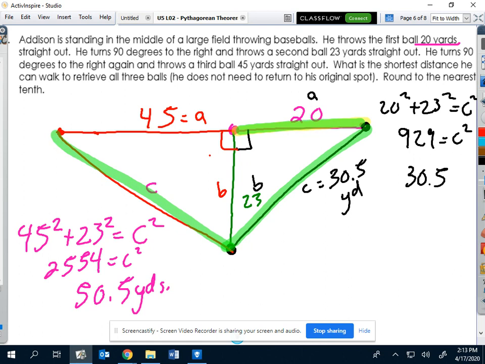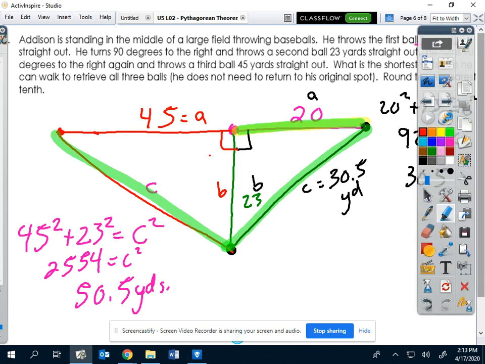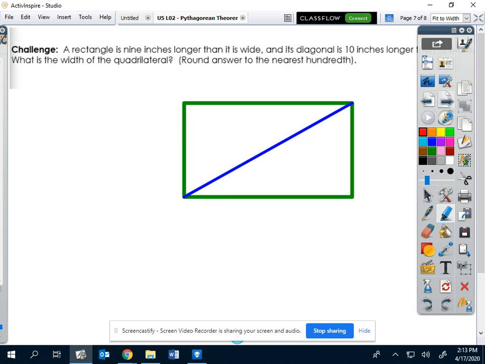I challenge you to see if you can find a quicker way. To me, that is the fastest way to get all 3 of the baseballs that we have thrown, right? So it's a really good practice of the Pythagorean theorem, and it's also a good way to test yourself and problem solve a problem like this.